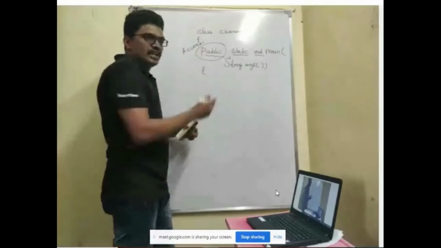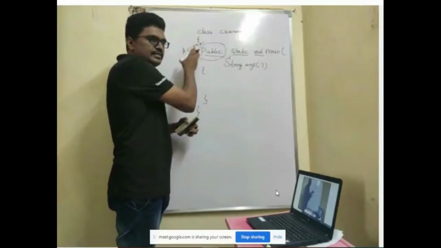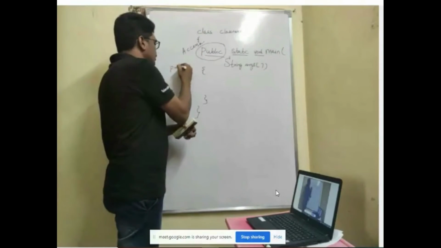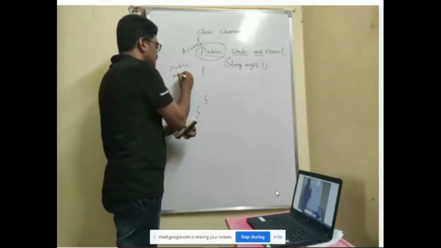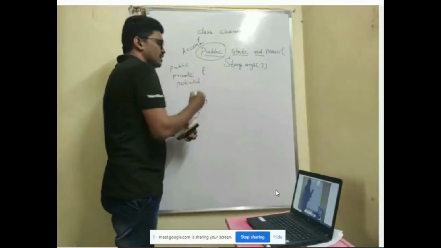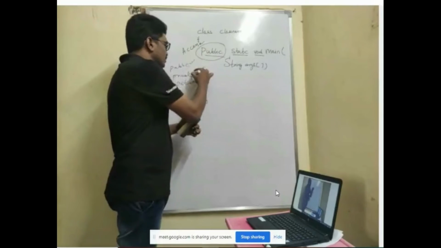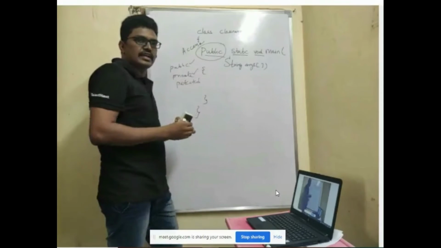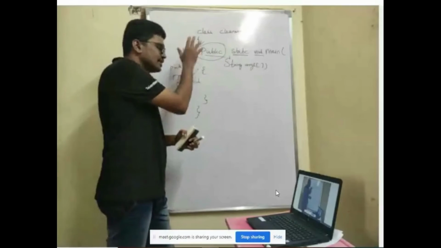So access specifiers tell which part of the program you can access. I gave you just a small note: public, private, protected. These are the three keywords. At present, I told you to remember these only because we are at the starting stage. Public means you can access it anywhere.